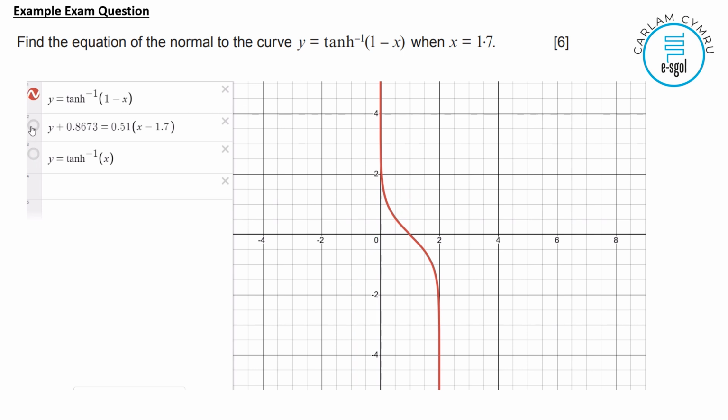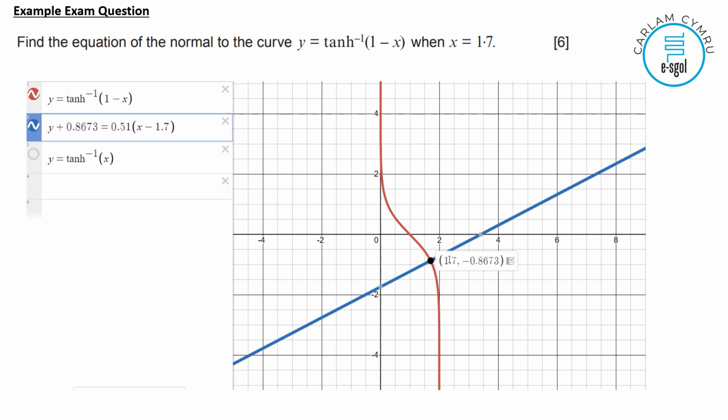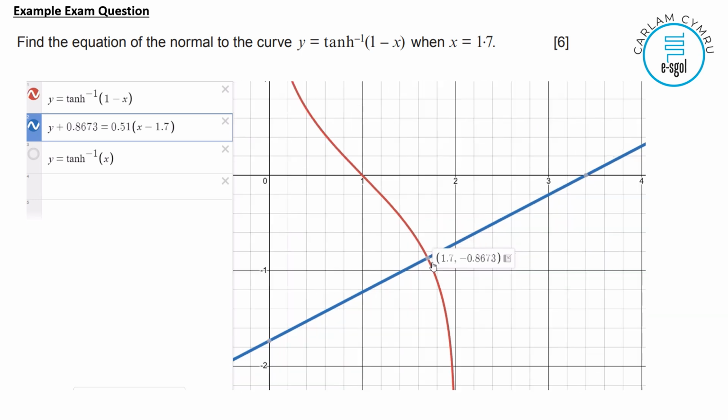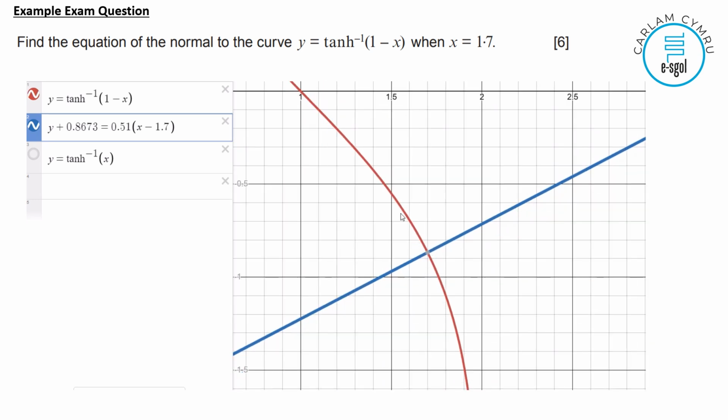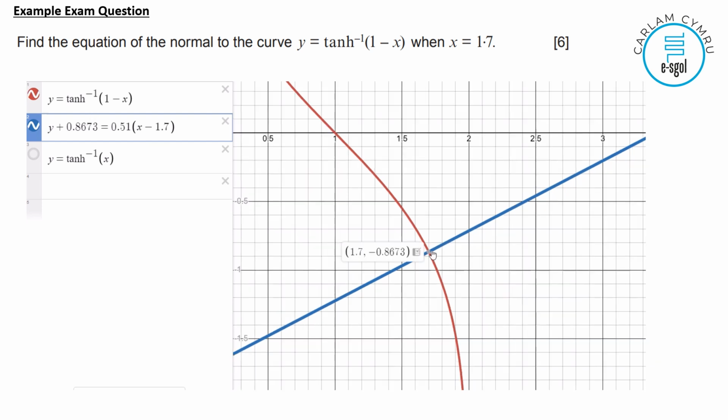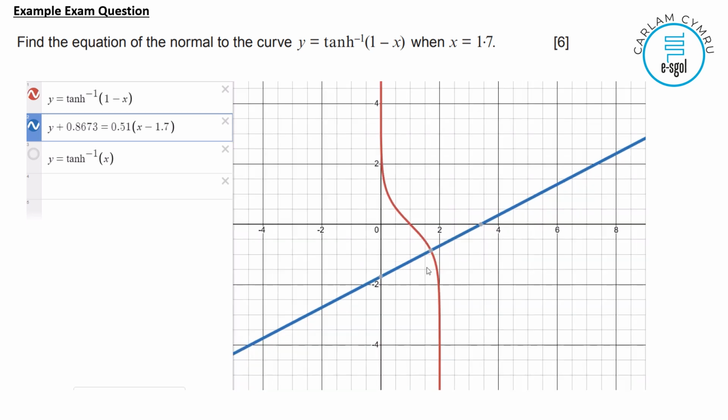Our normal to that curve is there. So we can see it's cutting at this point here, 1.7, and it should be going at right angles to that point. I'll just zoom in so we can have a look at it. I guess because I have done a little bit of rounding with my decimal places here, it's likely that this isn't perfectly accurate, but that's acceptable for the exam board.